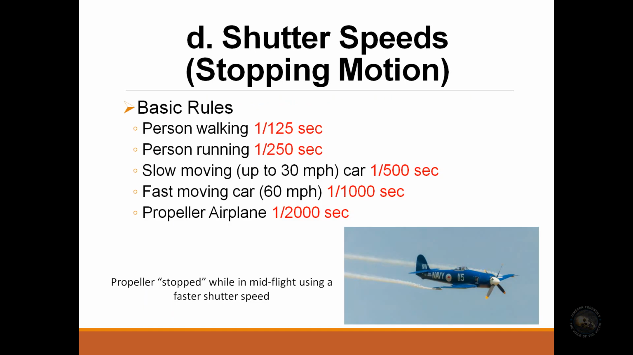So the basic rules: a person walking is 125, a person running 250, a slow moving car is 1 in 500, a fast moving car is 1 in 1,000, and a propeller airplane is 1 in 2,000. So there's an example of a plane that has its prop stopped due to the shutter speed. That's only 1 in 2,000. Imagine 1 in 8,000. That'd be great.